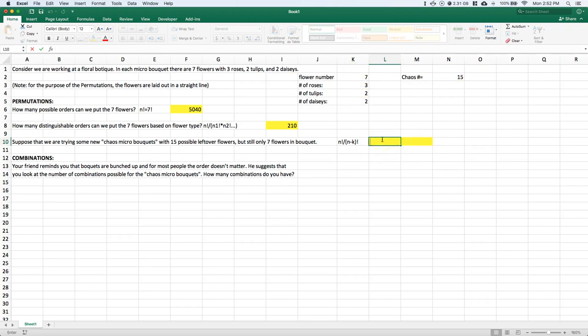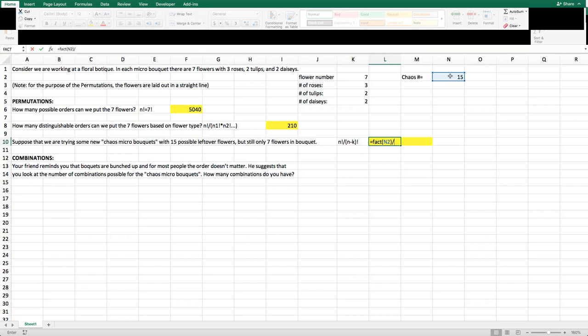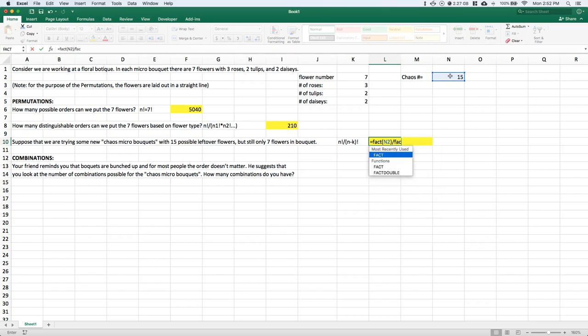So if we did it this way, we could do the factorial of 15, because that's the total number of flowers possible to select from for our micro bouquets, and then divide by the factorial of 15 minus how many we're actually going to select at a time, 7. You can hit enter and we get this huge number. There's a ton of different orders that we can put this in.